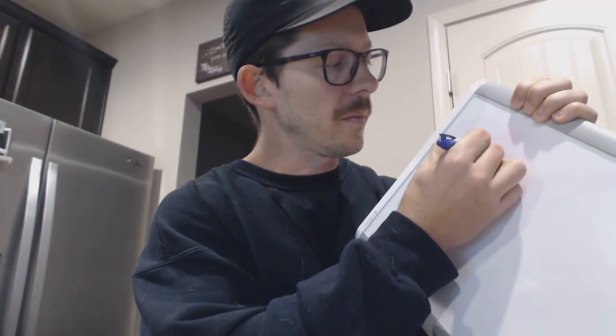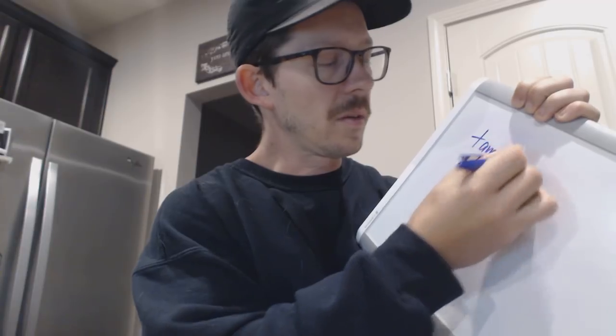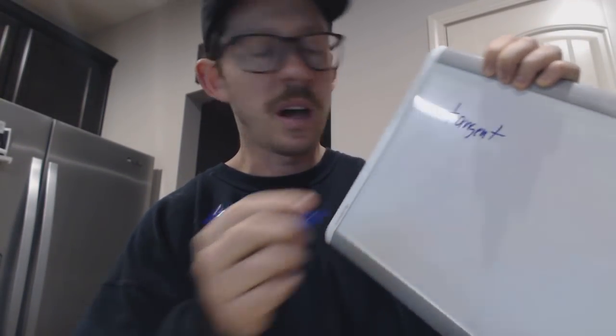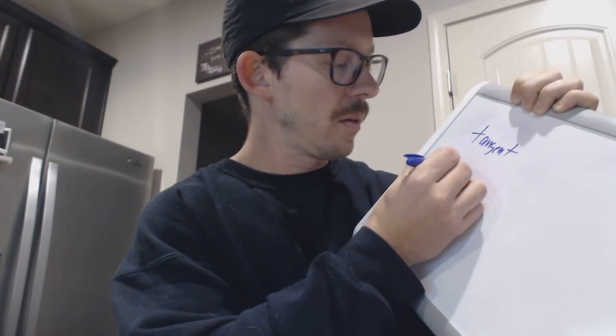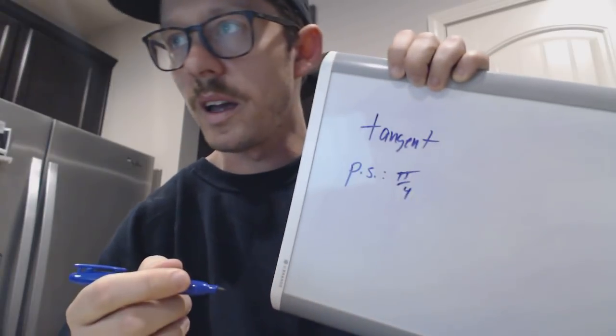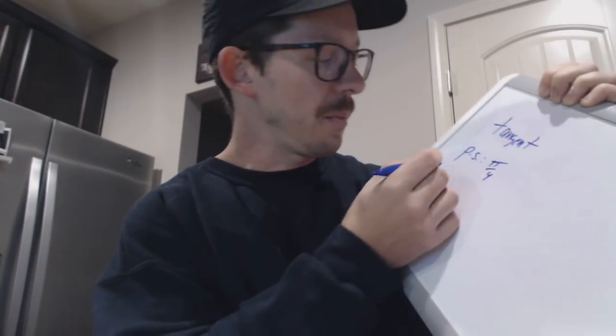But let's say I looked at number, I don't know, number 3. Number 3 says you got a tangent graph. We got a phase shift of pi over 4. That's a positive pi over 4, so that's to the right. And it's got a period of 9 pi.